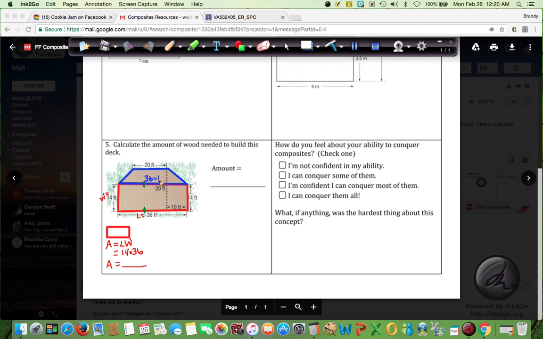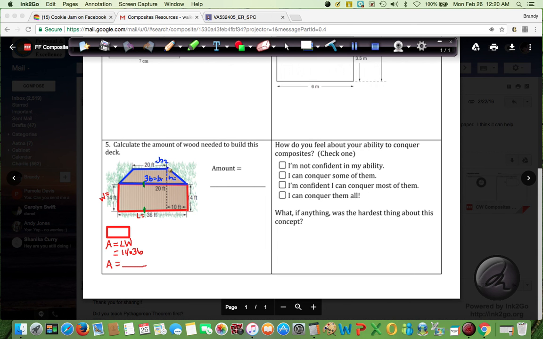Now remember, base 1, we can make this base 2. Remember, you have to have 2 bases when it comes to trapezoids. And then we need a height. Now our height, as you see this dashed line, that's our height.